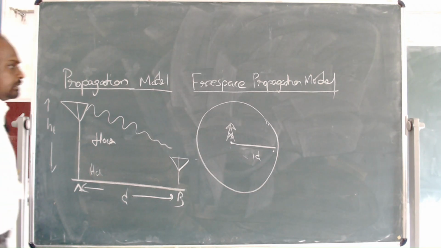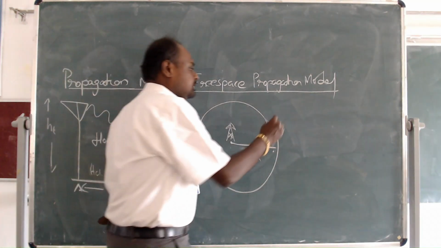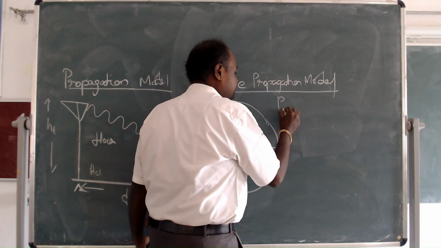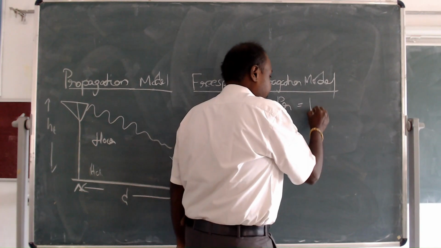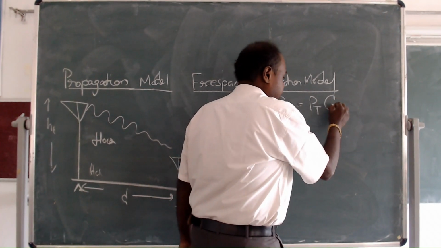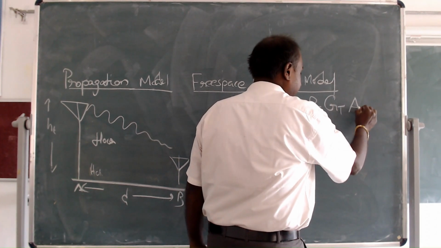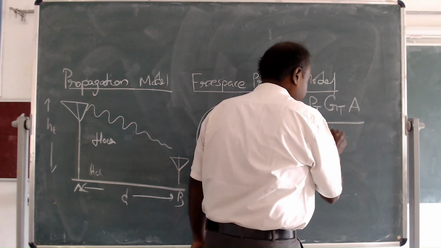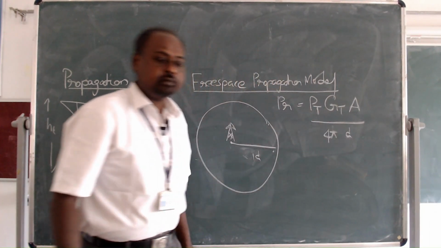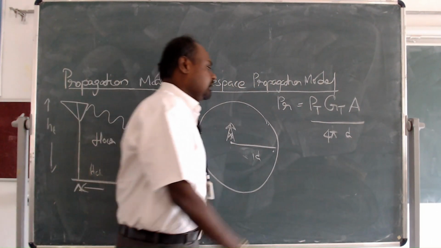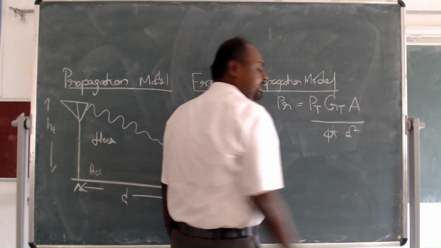Now here, how are we going to measure this? First we have to measure the received power. So the formula is that received power PR is equal to PT GT, where GT means gain of the transmitter, and A is the area, divided by 4 pi D. What is that 4 pi? As you know, the area of a sphere is 4 pi R square. Here instead of R, we are having a D. So this 4 pi R square means 4 pi D square.